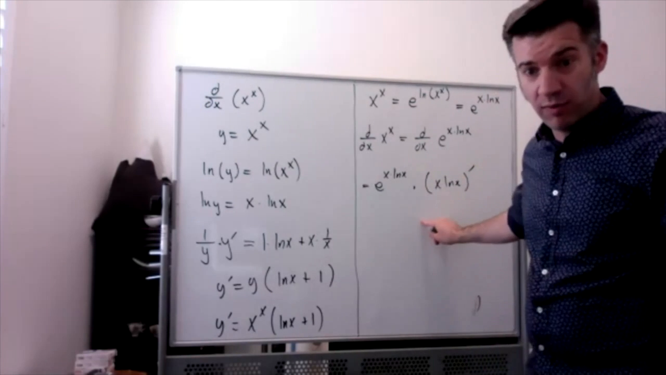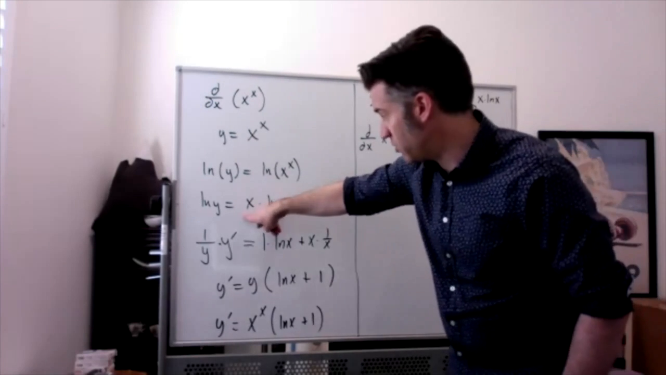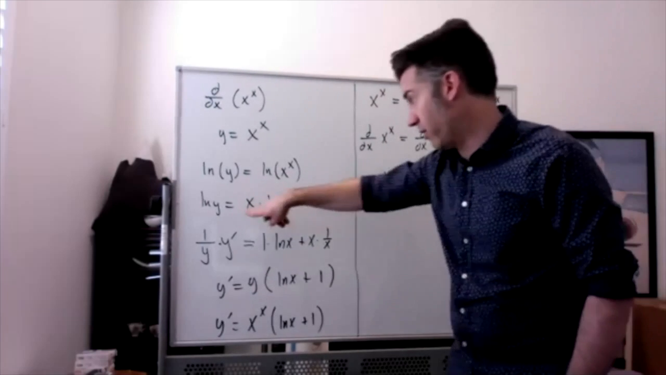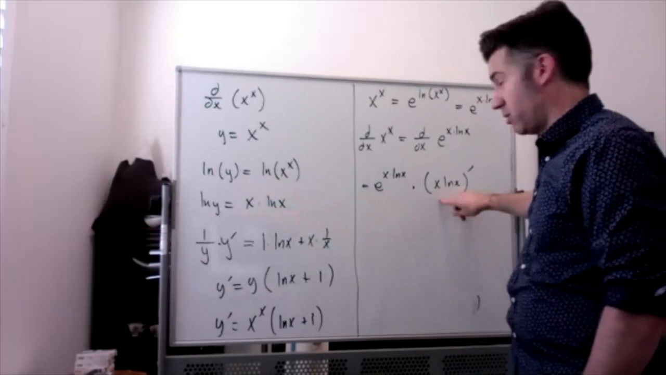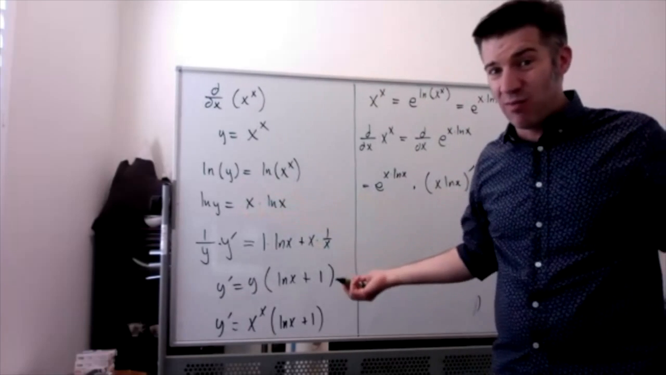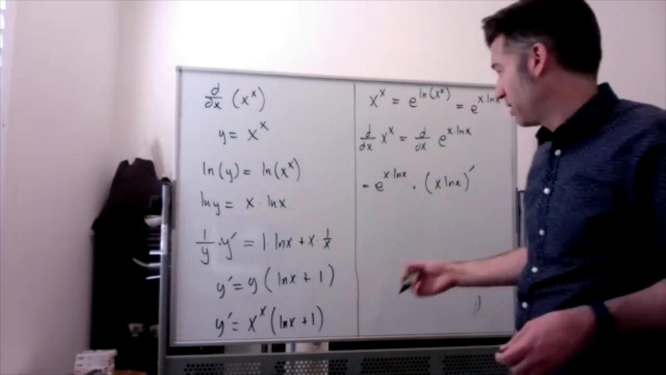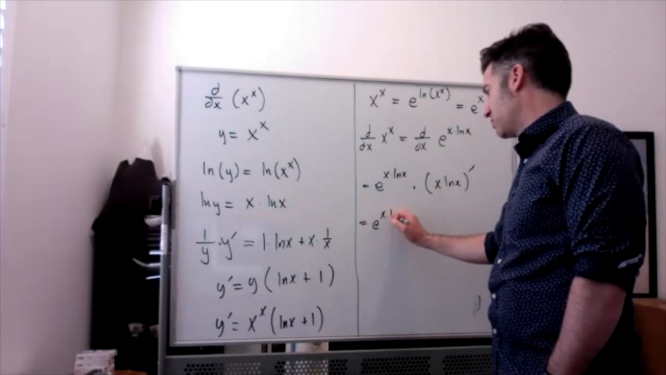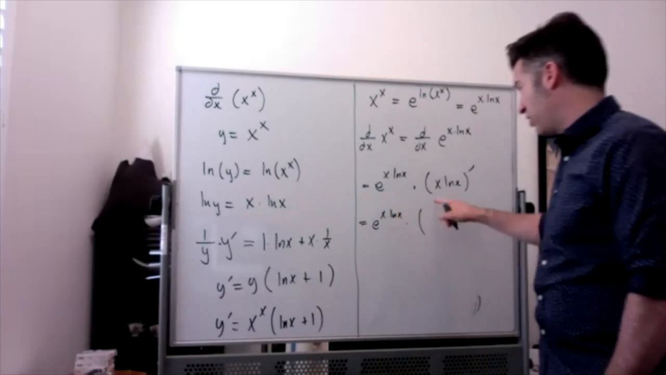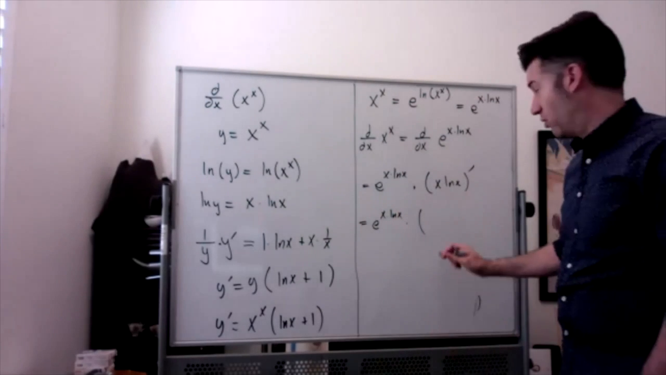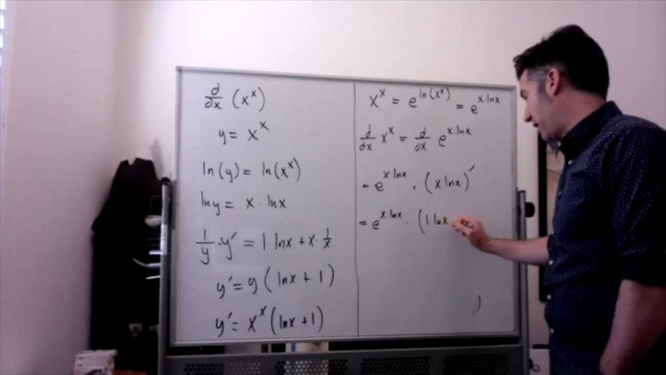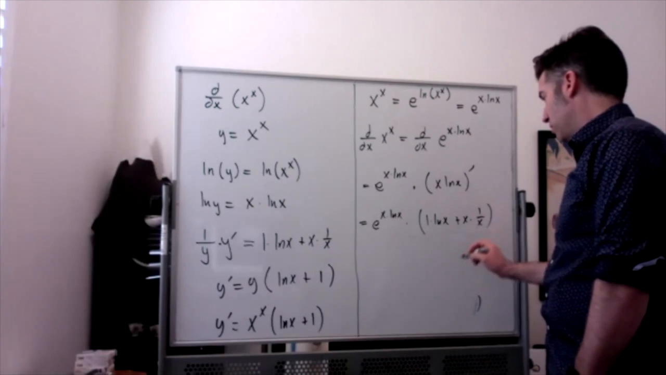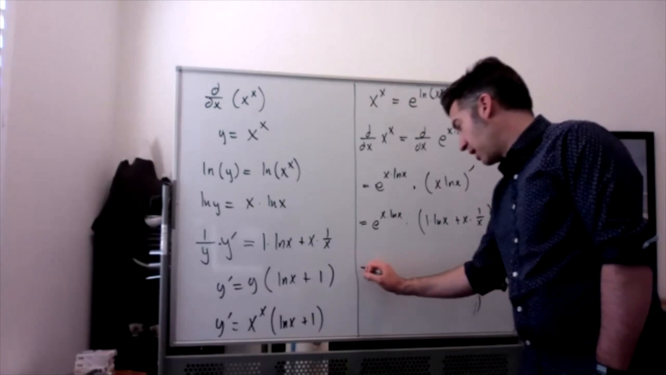times the derivative of that stuff. Notice in both of these problems, I'm going to be taking the derivative of x times natural log of x, either way, right? Whether it shows up here, whether it shows up here. You're always doing the same work, just maybe in a different order. So then I get e to the x times natural log of x. And I know the derivative of x times natural log of x, I have to use the product rule. I get 1 times natural log of x plus x times the derivative of natural log of x, which is 1 over x.